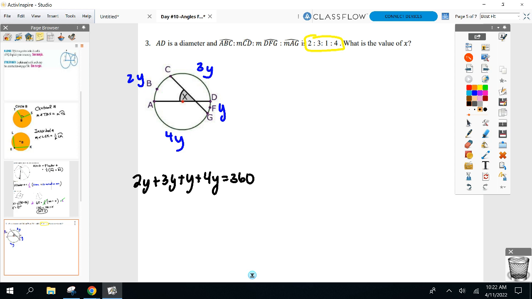2y and 3y would add up to what? 180, because that's a diameter, too. We're going to get there sooner or later. What do I got here, kids? 10y equals 360. Y equals 36. All right, plug it back in now to find each arc measure.